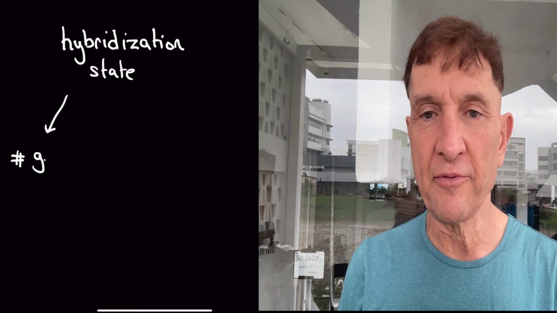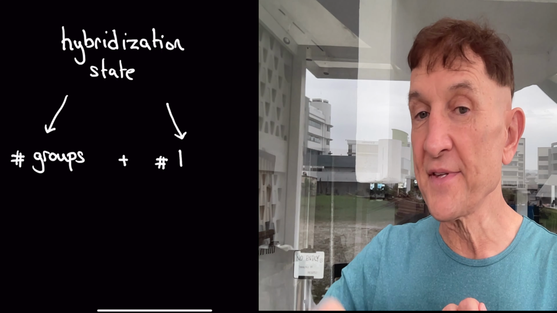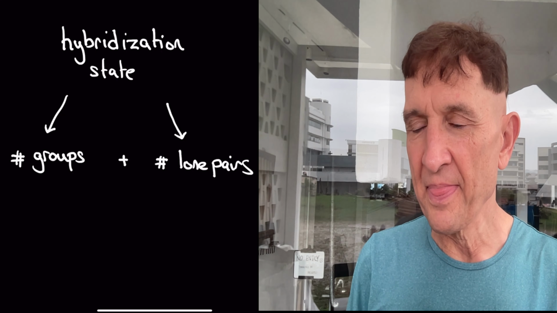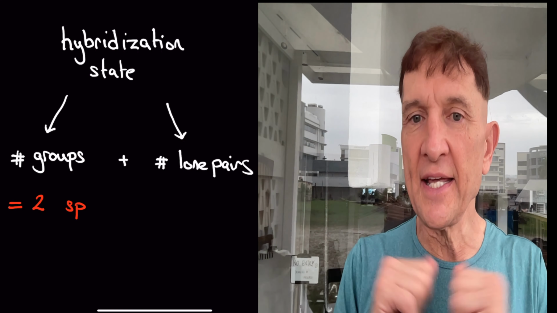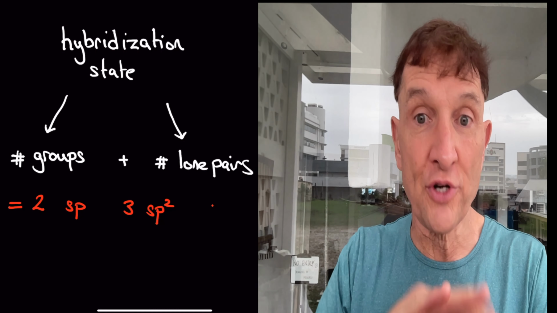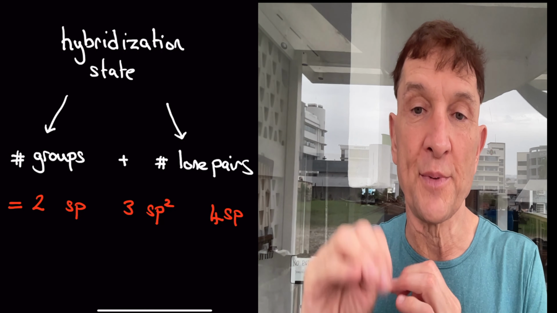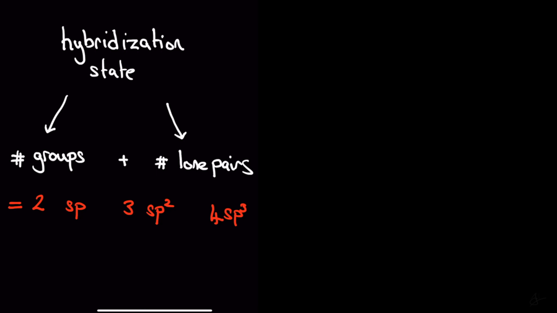So in summary, it's very simple. The hybridization state of an atom in a molecule is determined, first of all, by the number of groups around it, plus the number of lone pairs. If that corresponds to 2, it's sp, linear. If it corresponds to 3, it's sp2, trigonal flat. And if it corresponds to 4, it's sp3, tetrahedral. That's all there is to it.